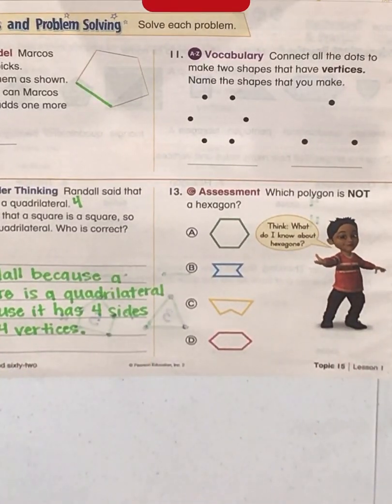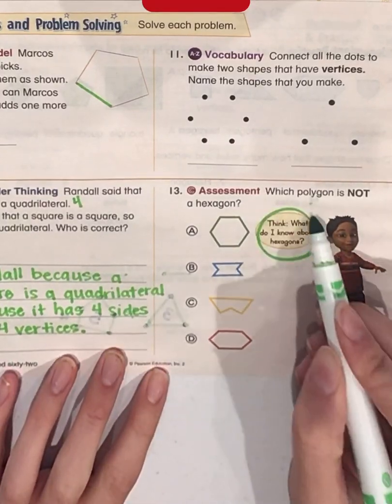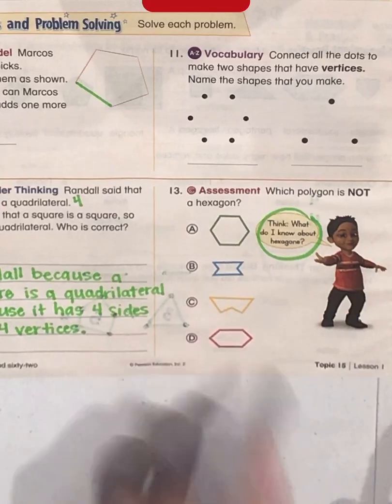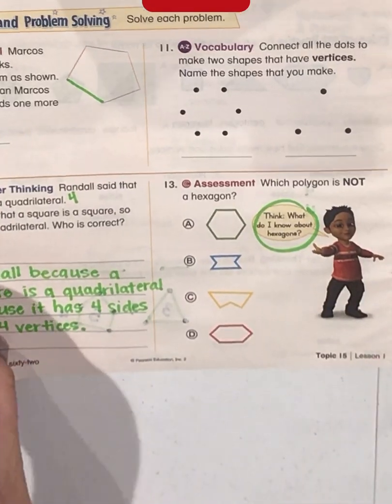It just wants to know which one is not a hexagon. So you need to be thinking about, what do you know about a hexagon? How many sides does a hexagon have? How many vertices does a hexagon have? Whichever one doesn't match its definition, it would not be a hexagon.